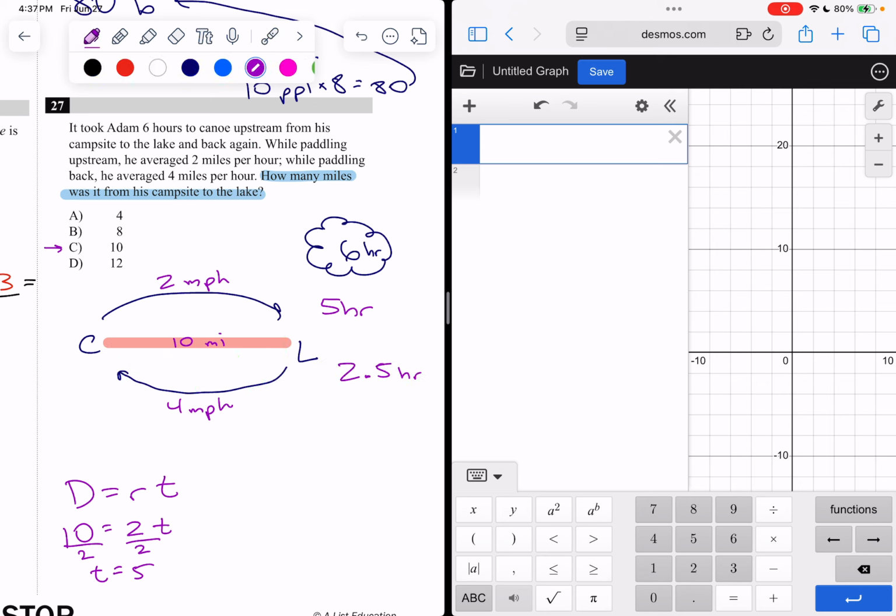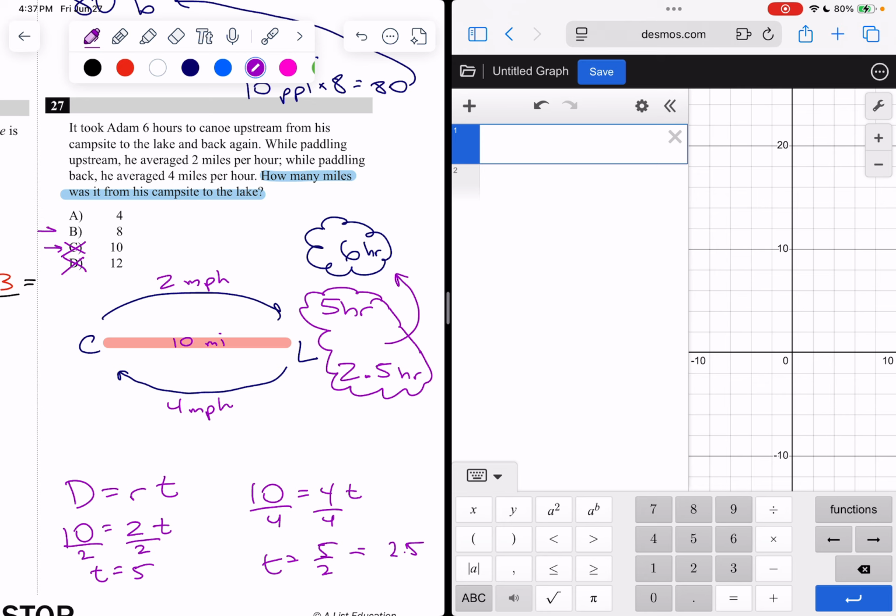Again, if we're going to use our formula here, our distance is still 10, but our rate this time is 4 miles an hour. If I divide both sides by 4, I get that t equals 5/2, or 2.5. So if I look at my total time here, to get there and back, it took me 7.5 hours, not the 6 that I wanted. What do we think that means? That the distance was too far or too short? Well, if it's taking too long, it was too far. So we can get rid of 10 and 12. And now we'll try 8.